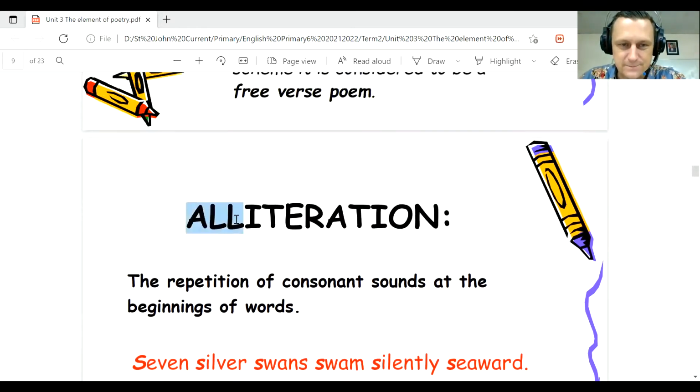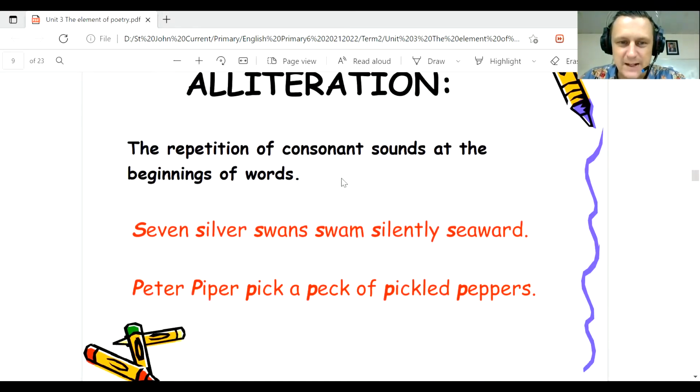Alliteration, double L. Alliteration is a very, very fancy word for fancy people who just like to say that they want to use the same letter. Maybe because the letter is stuck in the keyboard and it keeps typing the same letter. I don't know. But they find it interesting. Seven silver swans swam silently seaward.